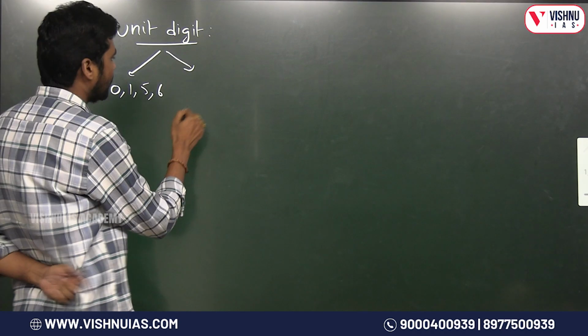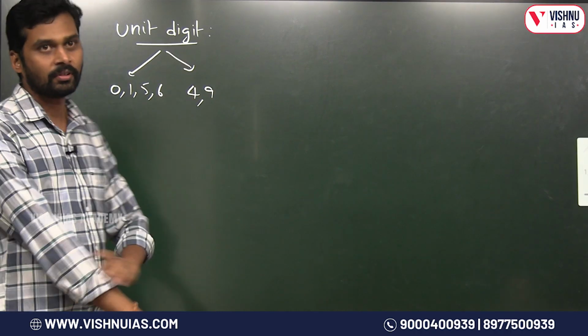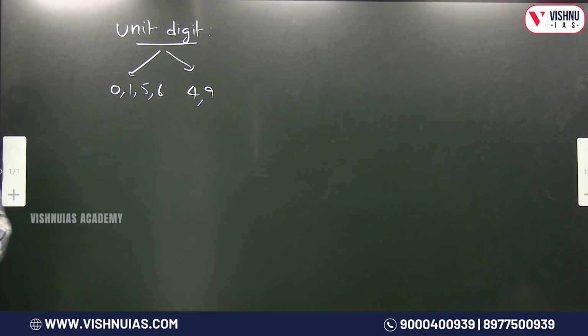So the next category of the numbers are 4 and 9. So what is the logic for this? So we'll check that power, whether it is even or odd.